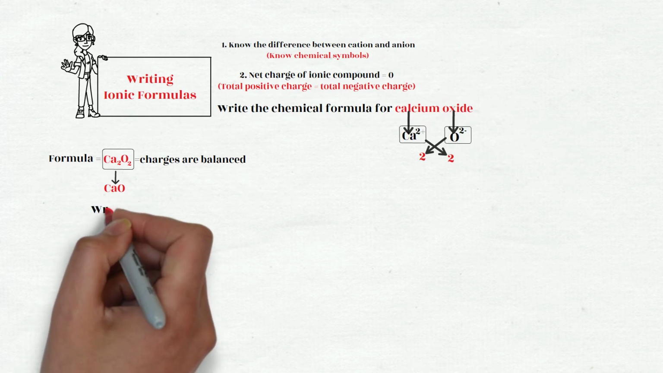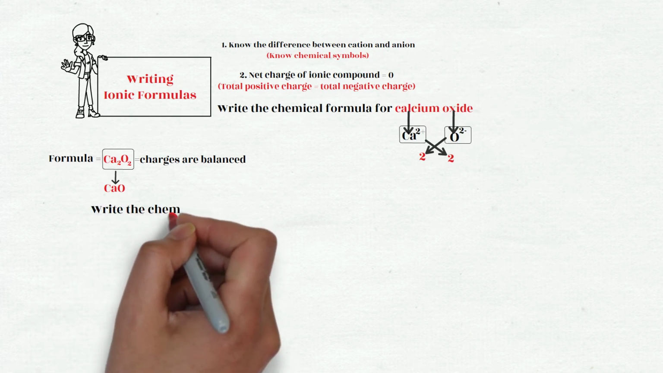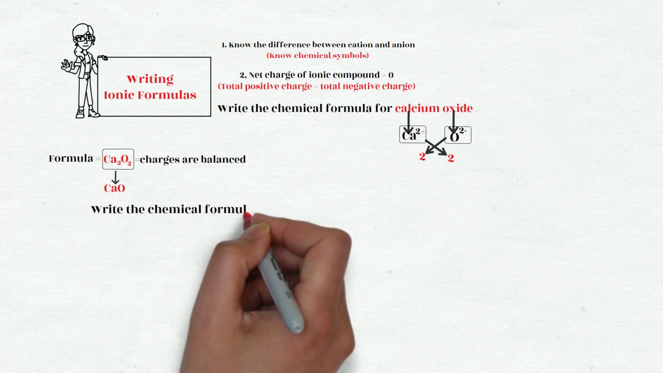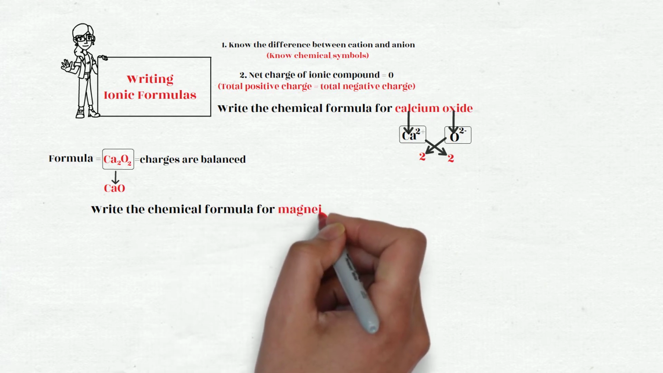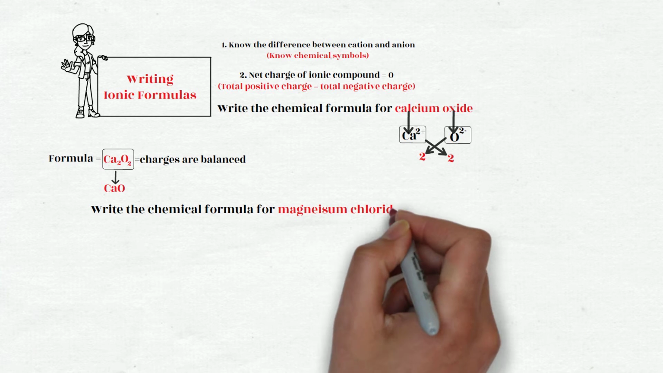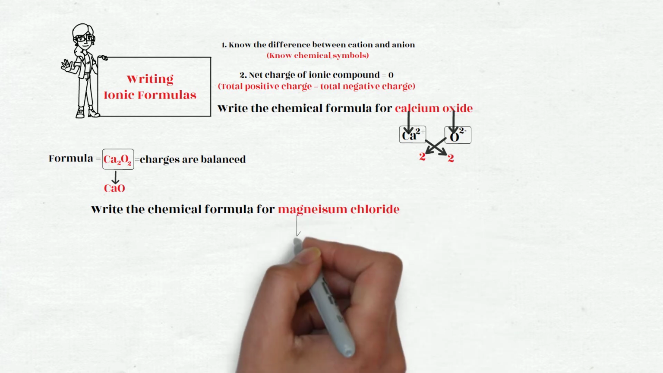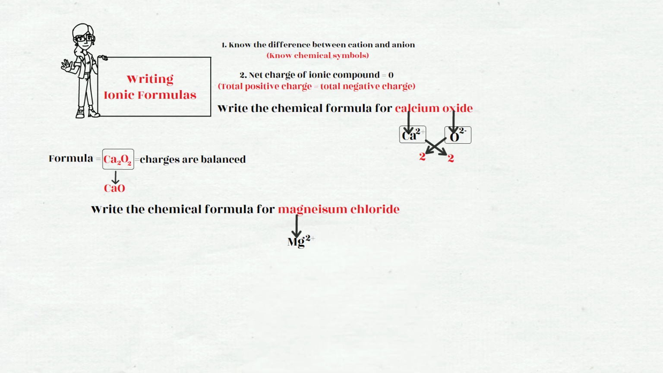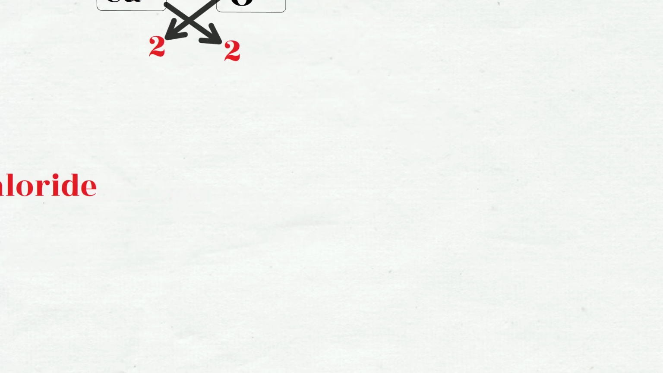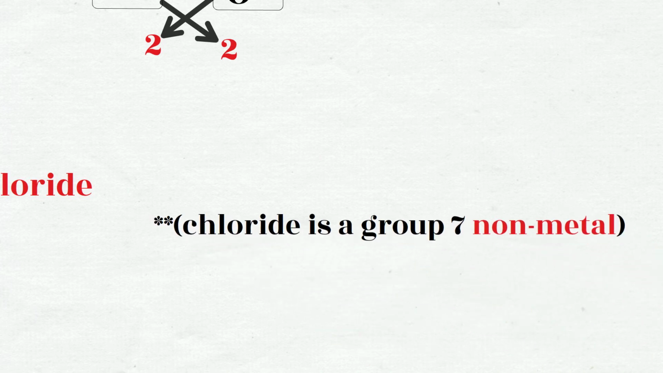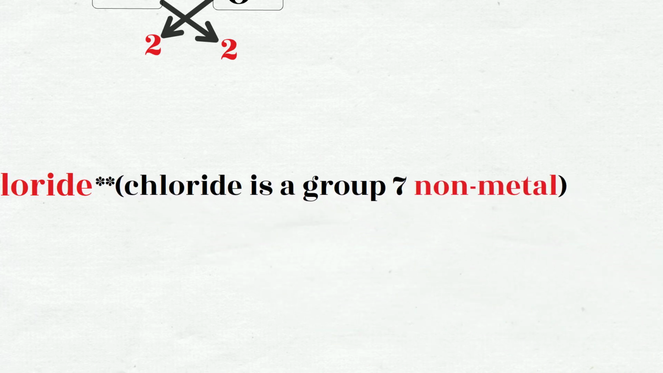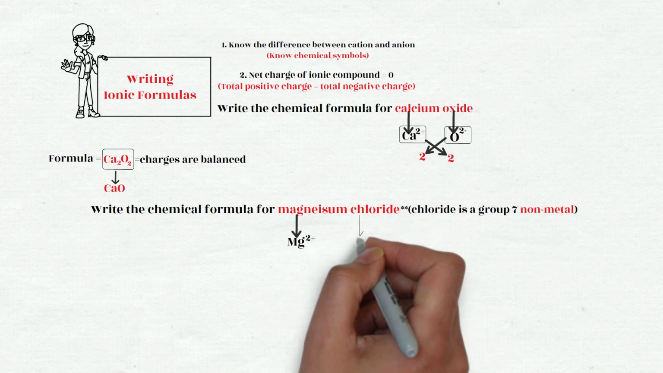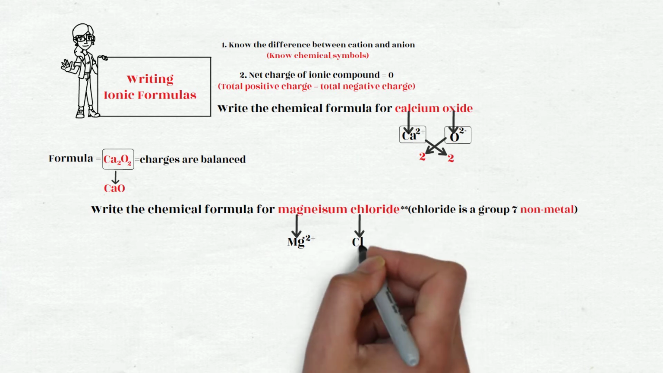Okay, let us look at another compound where the ratio of ions is not as obvious. Write the chemical formula for magnesium chloride. Magnesium has a symbol of Mg and as a group 2 metal has a charge of +2. Thus, it will be written as Mg2+. On the other hand, chloride has a symbol of Cl and as a group 7 non-metal has a charge of -1. Thus, the ion is written as Cl-.